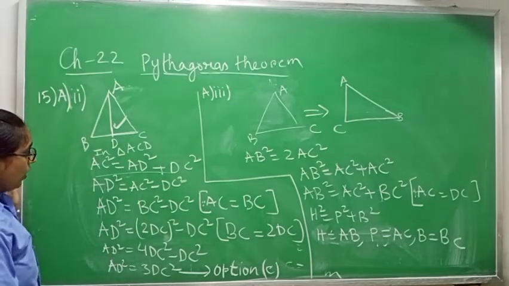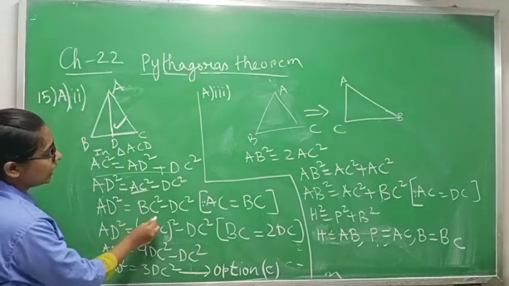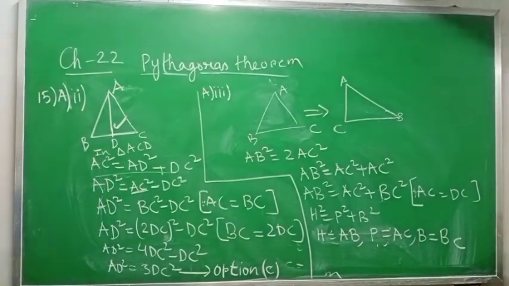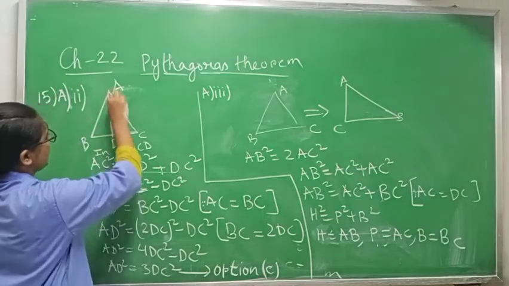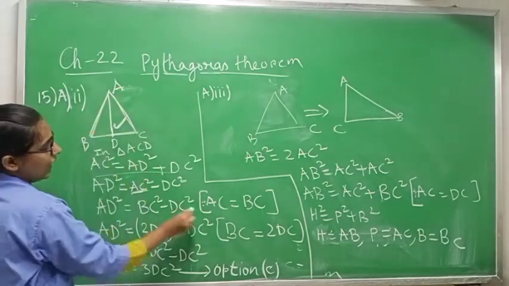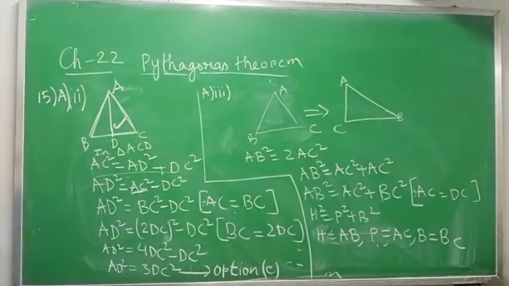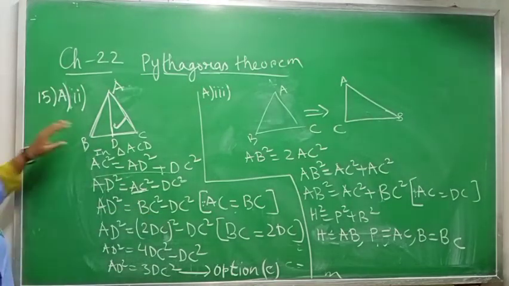Okay. Now AD square equals to, in place of AC I am writing BC. Why? Because in an equilateral triangle all sides are equal. So in place of AC, I am writing BC. I have written AC equals to BC. You can write that because it is an equilateral triangle.